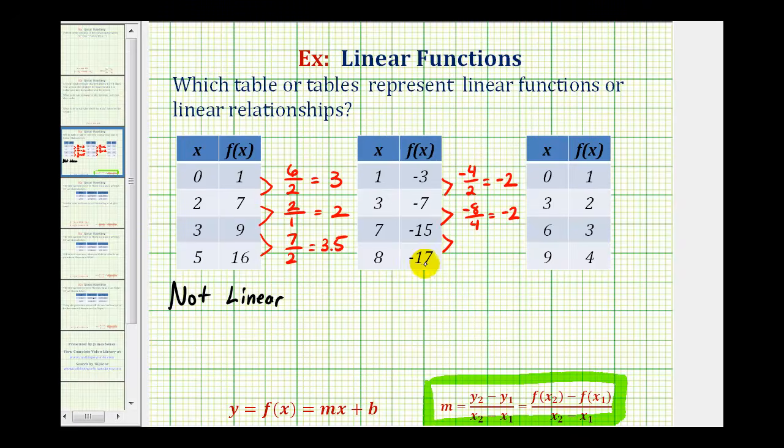Next, the change in the function values will be negative 17 minus negative 15, that's negative 2. And the change in x would be 8 minus 7, which is equal to 1. Notice in this table, the rate of change is constant, or we can say the slope between these points is always negative 2. Therefore, this table does represent a linear function.